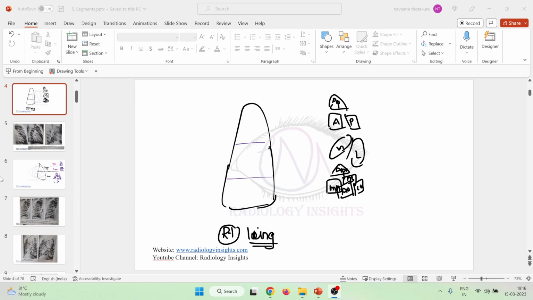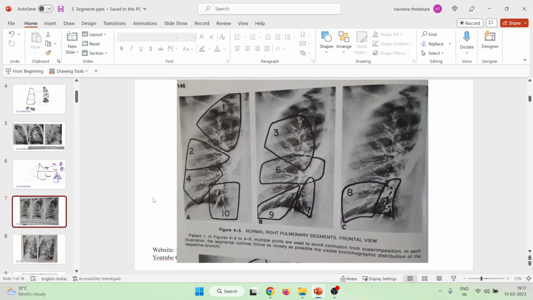So true. But what we see in X-rays, X-rays are not three-dimensional, right? They are just two-dimensional. So you will just see a flat surface. What is each segment representing? Where are they? For that, we can use different views, because many segments are superimposed over one another.